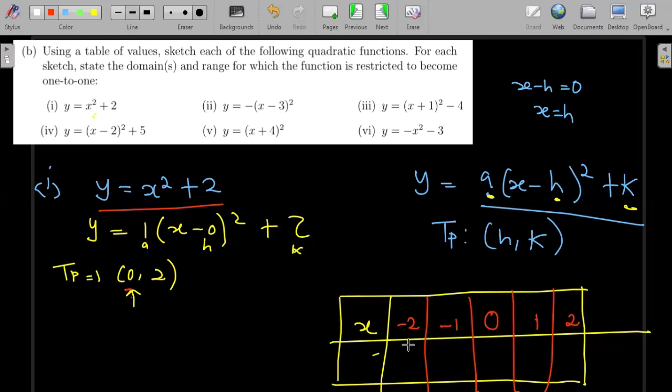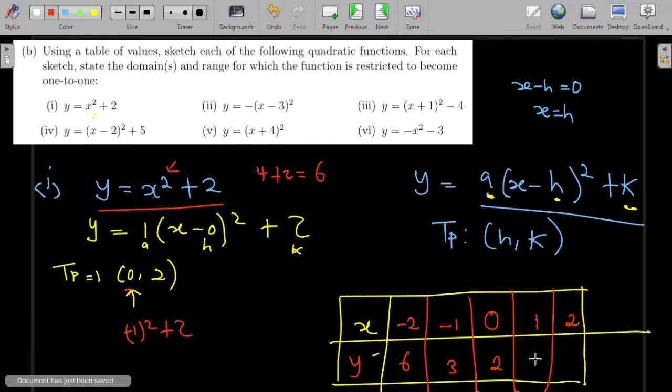Okay, so if my x is -2, I'll put -2 there. So it will be -2 squared, that will give me 4, plus this 2, this will give me what? 6. So I'll put 6 there. Okay, so these will be my y values. If my x is -1, it will be -1 squared plus 2. This will just be what? 3. If my x is 0, it will be 0 squared, which is 0, plus 2, that will be 2. And if it is 1, it's going to give me back the 3. If it's 2, it's going to give me back the 6. So this is the table of values that they are talking about.